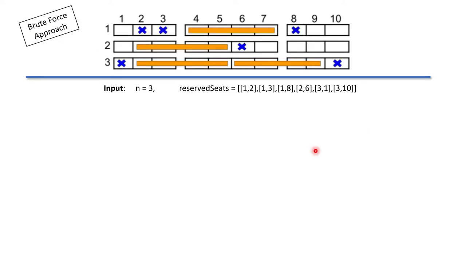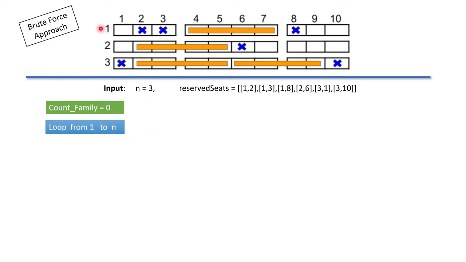Now what is the first brute force approach we can take to solve this problem? So the first thing is we can define a variable called count family. That will be our final result, and we can initialize it to 0. Then we can traverse from 1 to n, means from 1 to the number of rows.